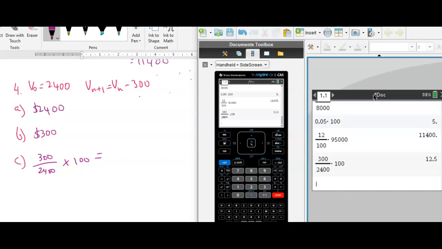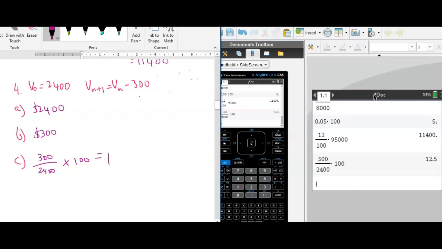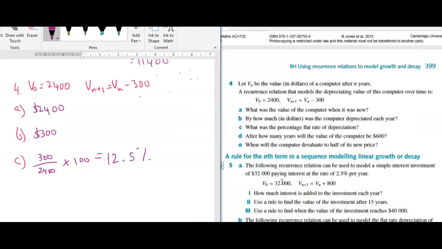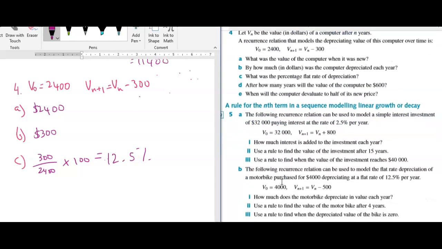Okay, just make sure I've copied it in correctly. We want a realistic amount, so 12.5% sounds good. If I've added too many zeros or whatever, I might get 125%, which, yeah, doesn't make sense.